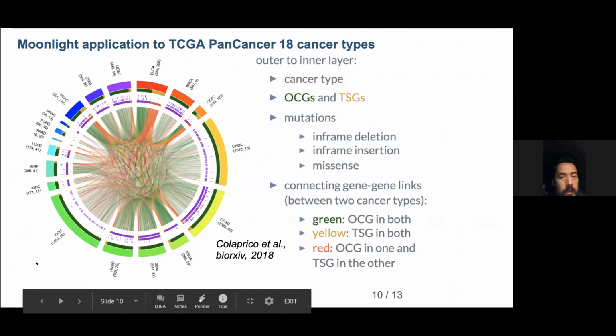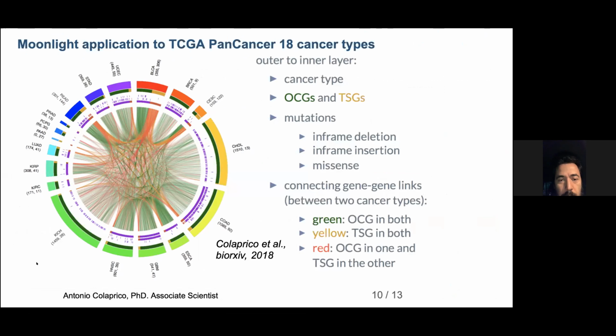So what we can see here is a circos plot where we have applied TCGA pan-cancer in 18 tumor types. From the outer to the inner link, we can see the score by tumor type. In green, we have oncogene. In yellow, tumor suppressor. We have annotated some mutation in purple.